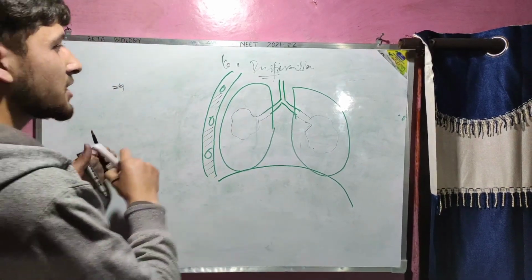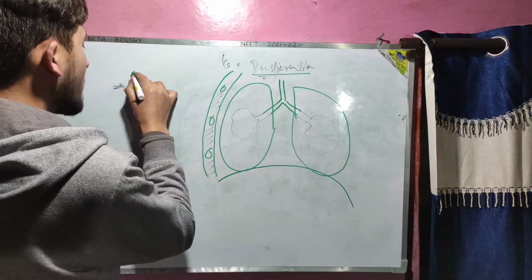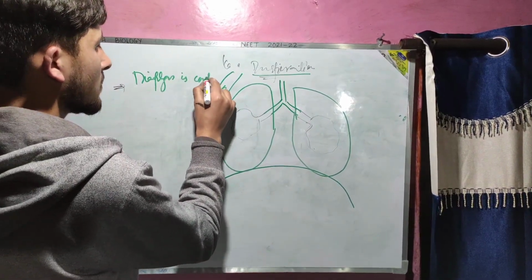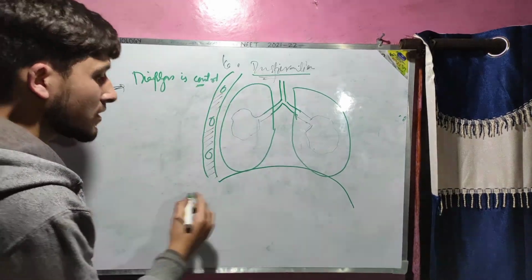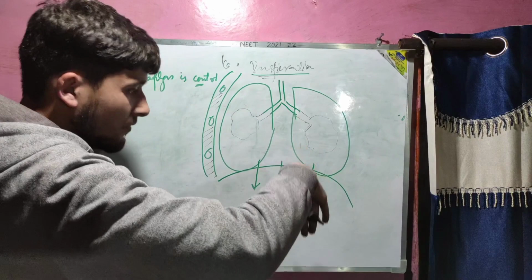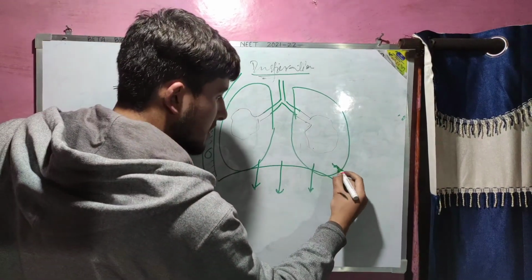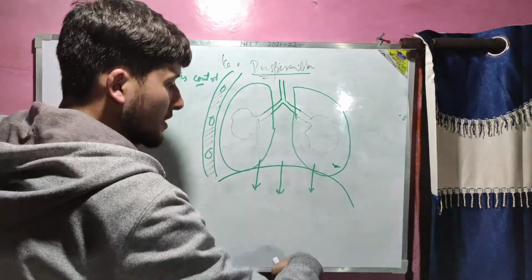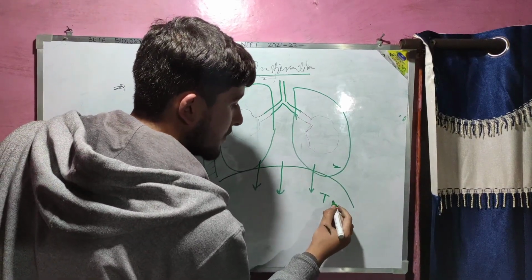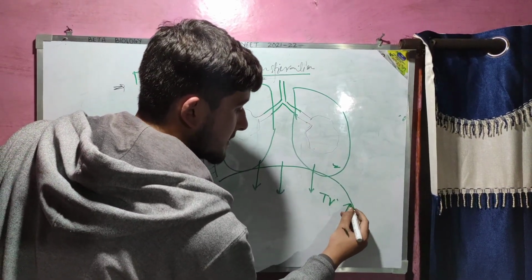In case of inspiration क्या होता है, सबसे पहले diaphragm is contracted. Diaphragm contract होता है. जो ही diaphragm contract होगा, the diaphragm will be pulled down. As a result, जो diaphragm ये अपने साथ lungs को भी नीचे खींचेगा. As a result, thoracic cavity का volume, thoracic volume that is increased.